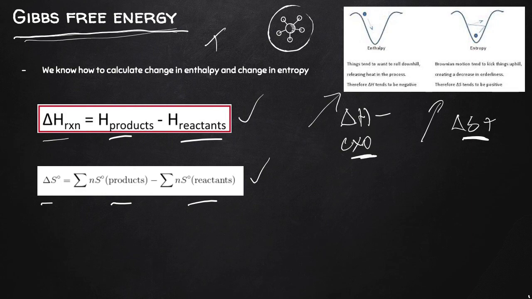Now, these signs here, a negative delta H and a positive delta S, whatever those signs happen to be when we calculate our change in enthalpy and our change in entropy respectively, we need to analyze those to determine whether a particular reaction will be spontaneous or not. And we'll do that using the Gibbs free energy equation.